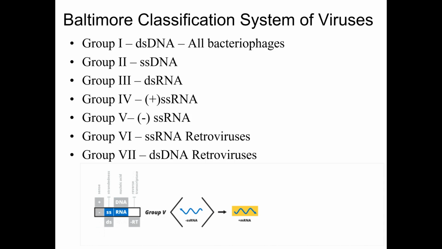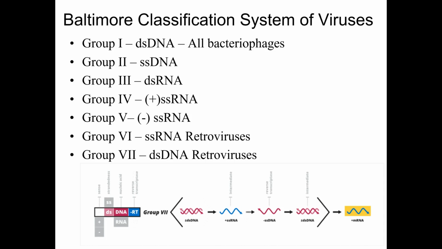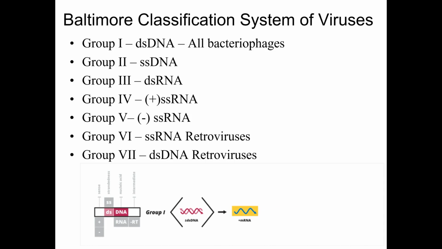So let's see, what do we have here? Group 2, single-stranded DNA viruses. Group 3, double-stranded RNA. They play by weird rules. Groups 4 and 5 are both single-stranded RNA, but one's positive sense and one's minus sense. I'll show you that in a second. And then groups 6 and 7, those are the nasty retroviruses. That's when you get into chickenpox, HIV, and herpes viruses, the incurable ones.